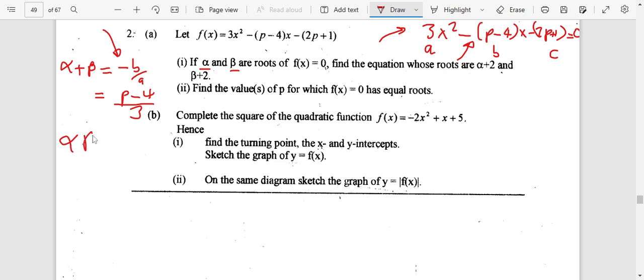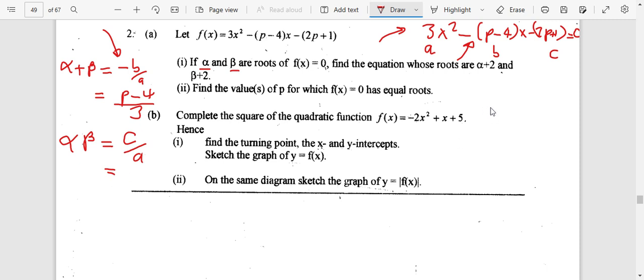And then we also need to find alpha times beta. How do we find alpha times beta? Is it c over a? So alpha times beta is c over a. Alpha plus beta is negative b over a.